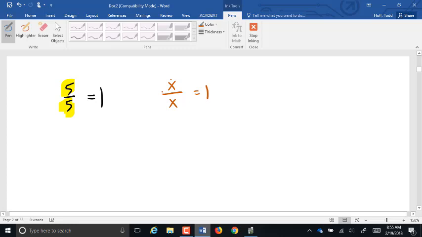It doesn't matter whether the numbers are there or not. If the top and the bottom, if the numerator and denominator of a fraction are the same, it equals 1. It could be something like 72 x to the 5th, y to the 8th, z to the 27th over 72 x to the 5th, y to the 8th, z to the 27th. It's going to equal 1 because the numerator and denominator are the same.